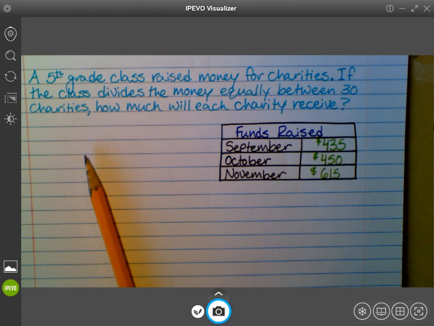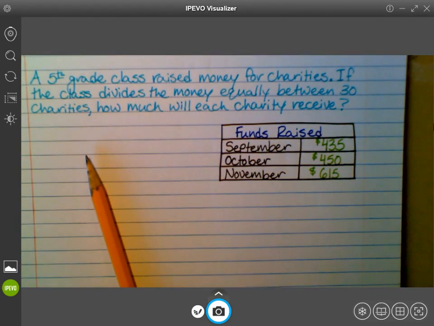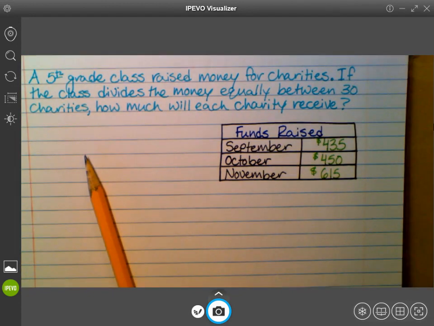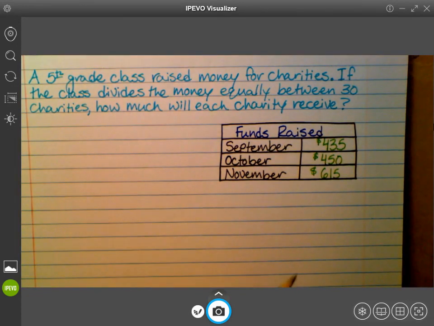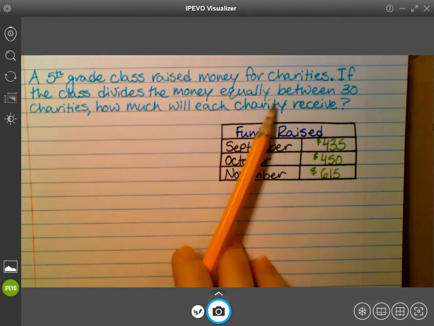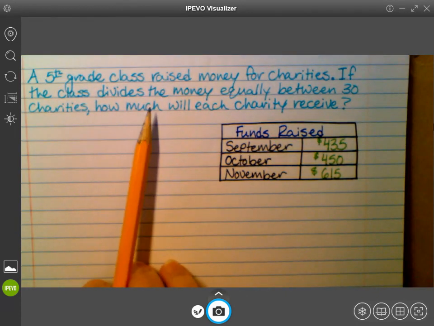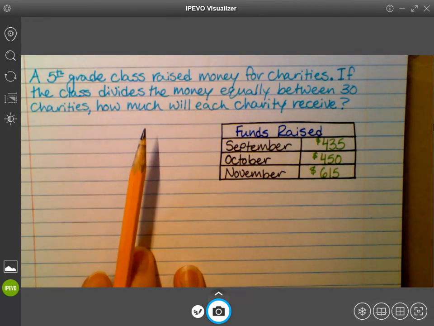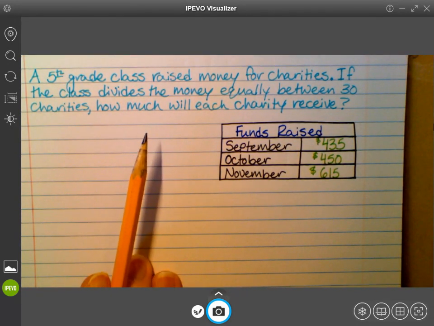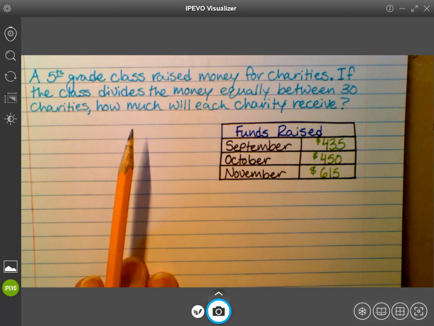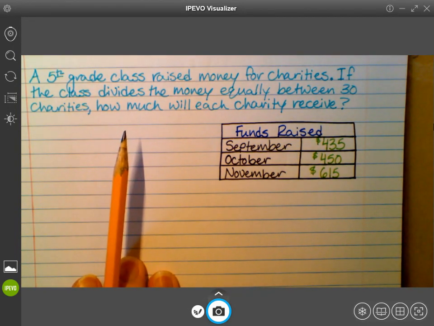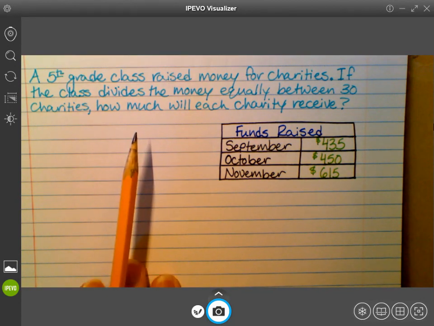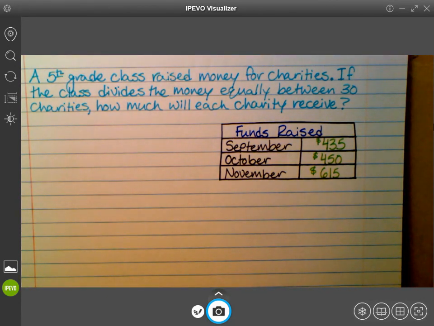All right. We ready to quick talk about this before we solve it? Okay. So the problem itself says a fifth grade class raised money for charities. If the class divides the money equally between 30 charities, how much will each charity receive? Now, there's a couple steps to this one, isn't there, fifth grade? What do you think the first step is going to be?